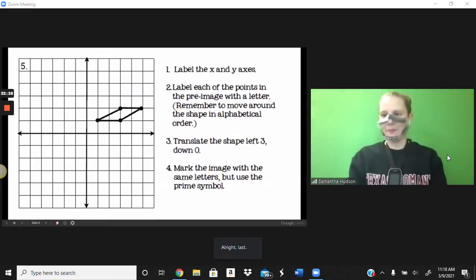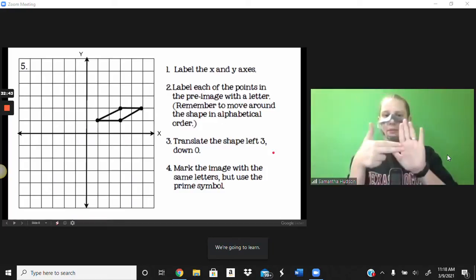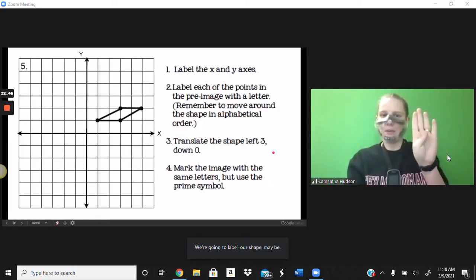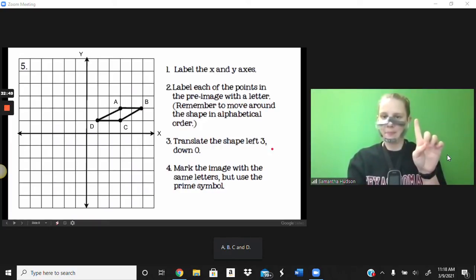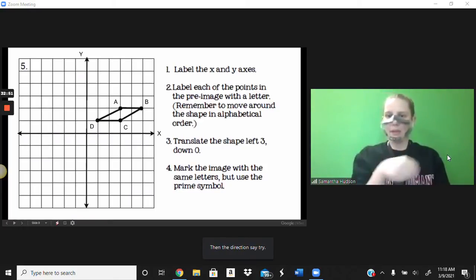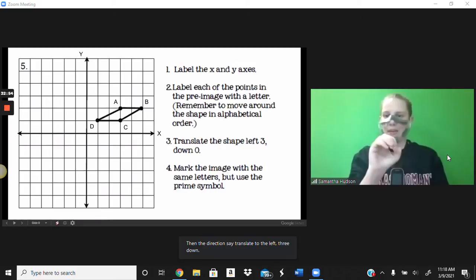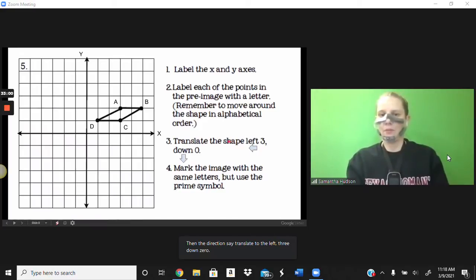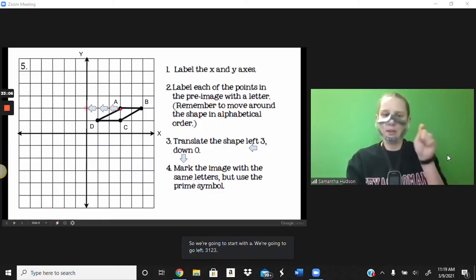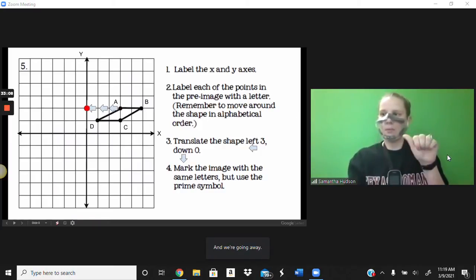All right, last one. So we're going to label our X and our Y. We're going to label our shape, A, B, C, and D. Then the directions say translate to the left 3, down 0. So we're going to start with A. We're going to go left 3, 1, 2, 3, put our point, and we're going to label it A prime.